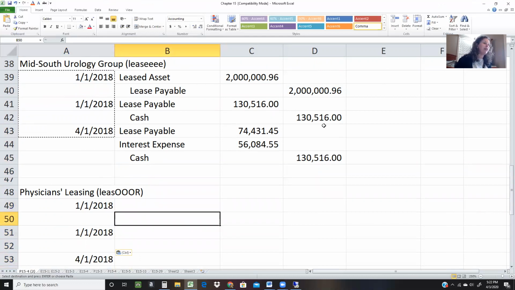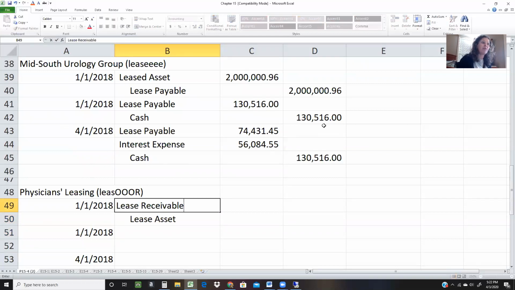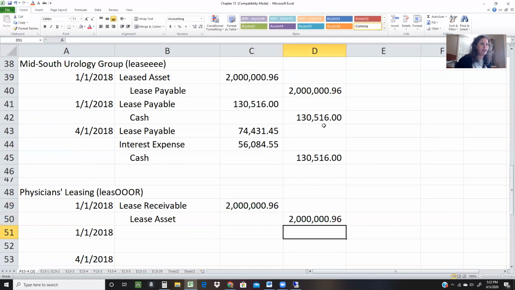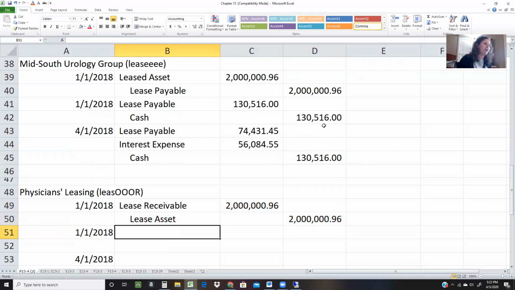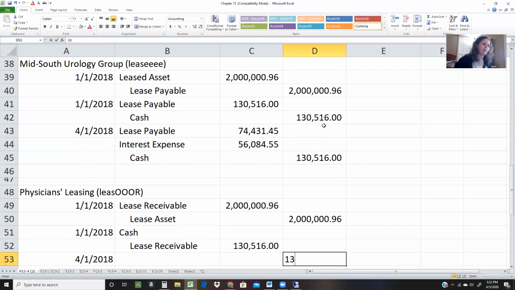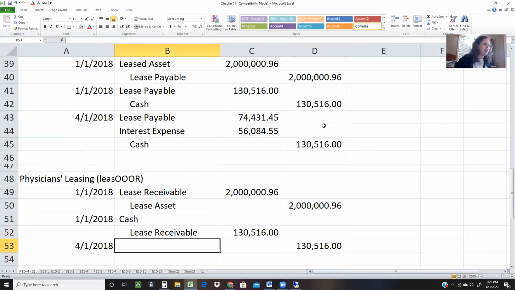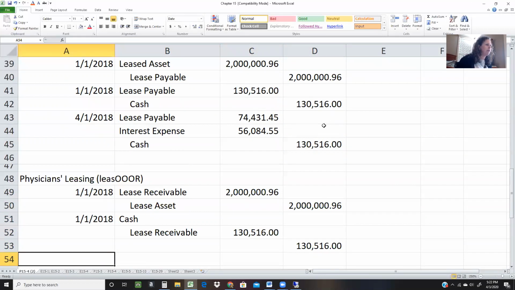On this one, the leased asset leaves the building, and we'll have a lease receivable because we're going to receive the money. And the money we're going to receive is still exactly the same as up there. Okay, so this is how much money we're going to receive over time. We use the exact same table for both sides of the journal entries. So here, then, I'm going to receive cash, and I'm crediting my lease receivable.